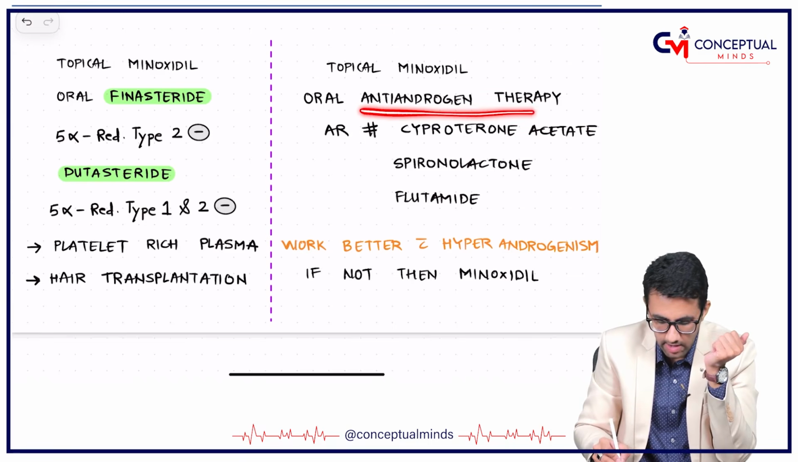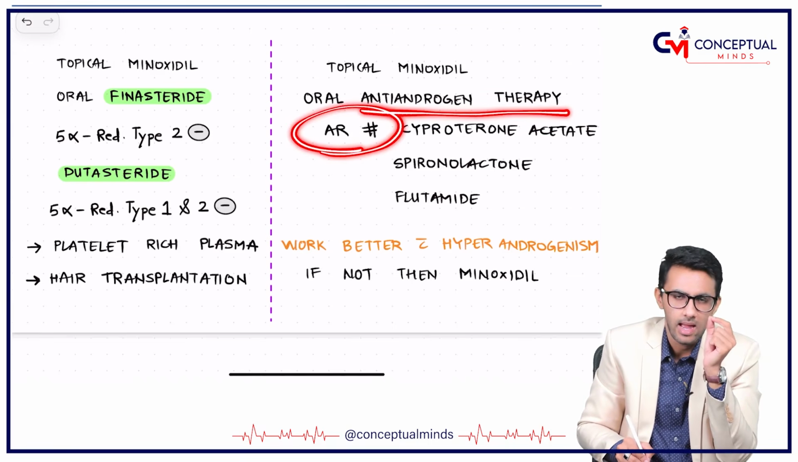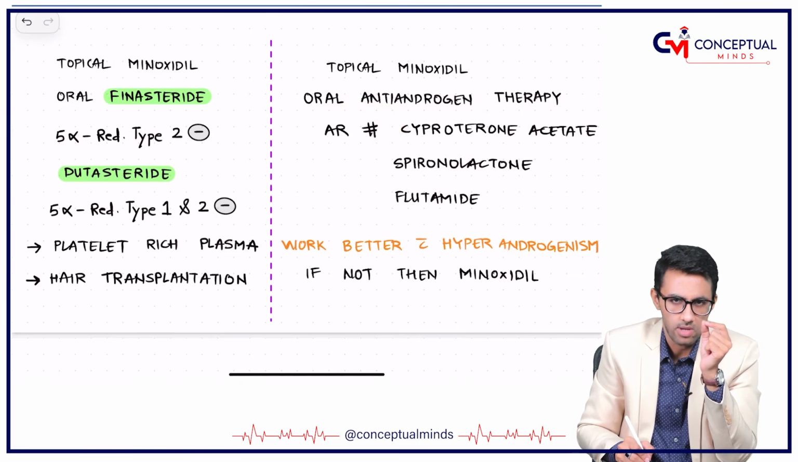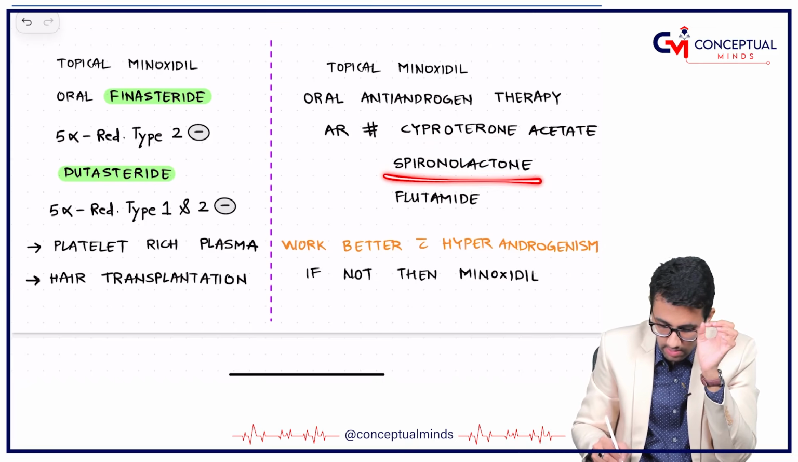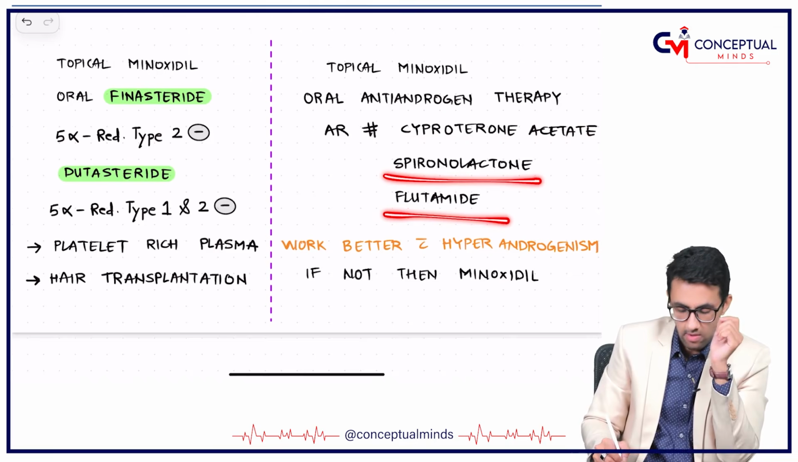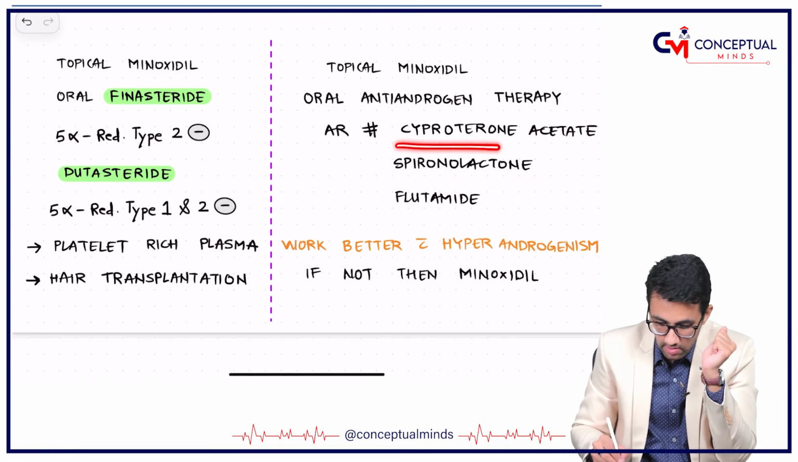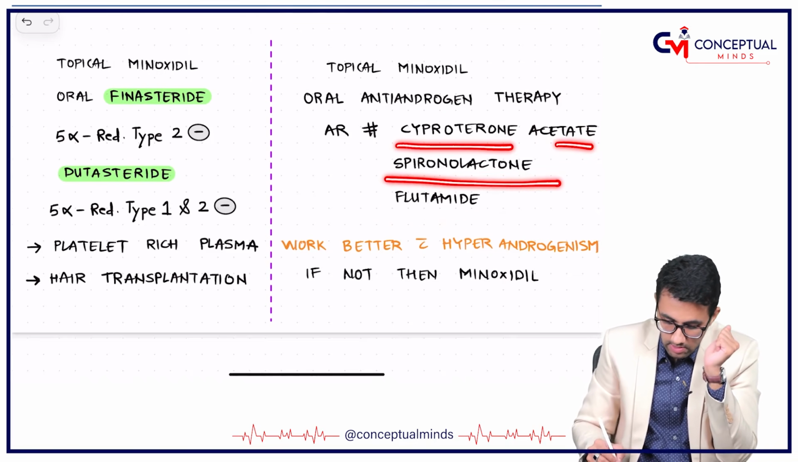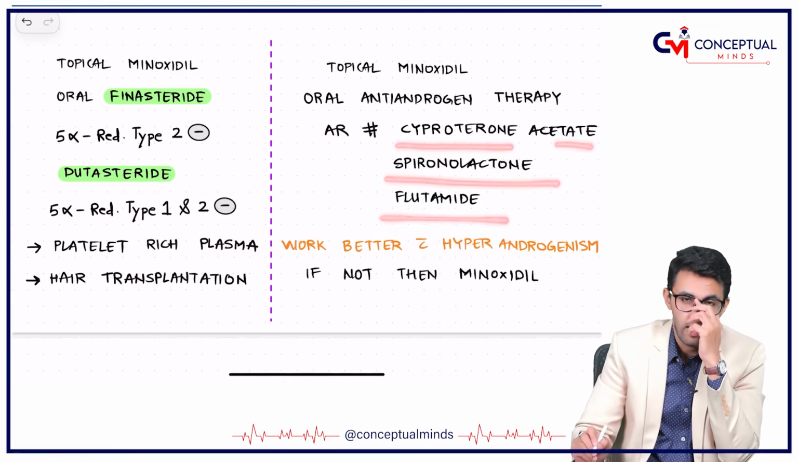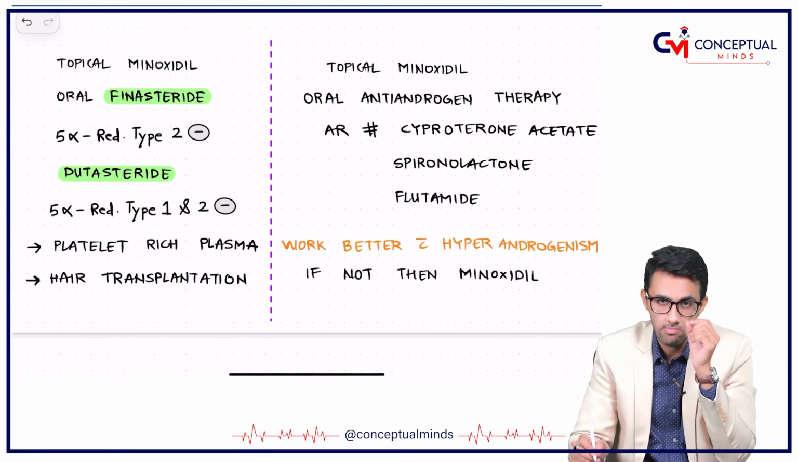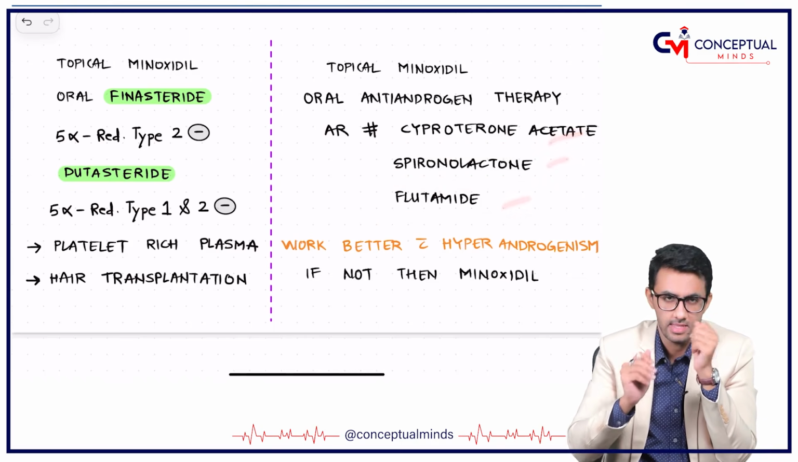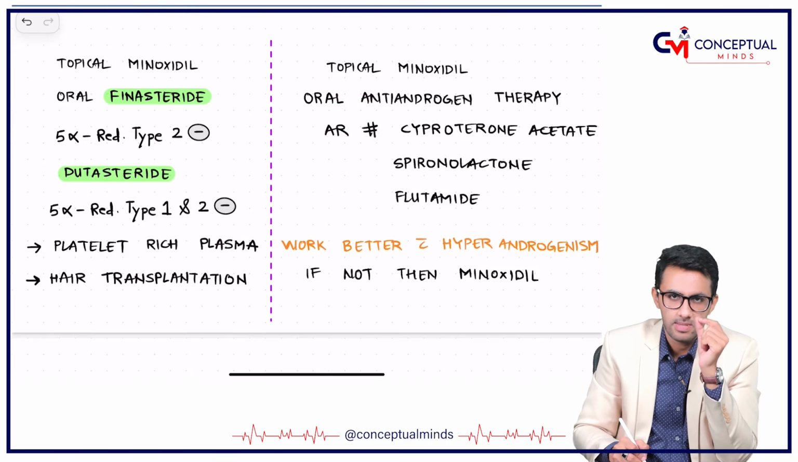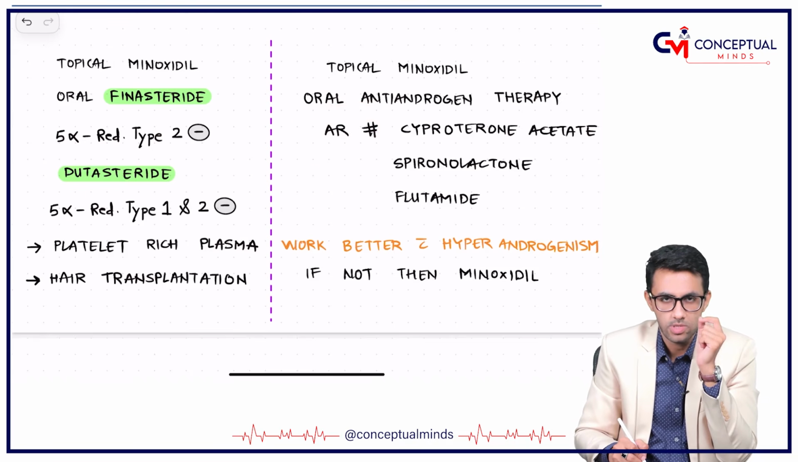Yes, so anti-androgen therapy, what are these? Androgen receptor blockers. All right, so this is cyproterone acetate, spironolactone, flutamide. We have these three things: cyproterone acetate, spironolactone, flutamide. These things are androgen receptor blockers. So this is very important.